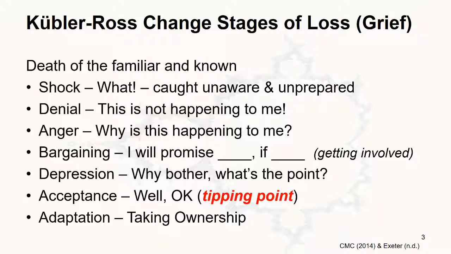Finally, there is a tipping point. There's acceptance. It has happened. Well, okay. And then finally, taking ownership or the adaptation of your behaviors and your thought processes so that you go through a cycle of transitions that is normal and to be expected. This is the stages of loss or grief model.